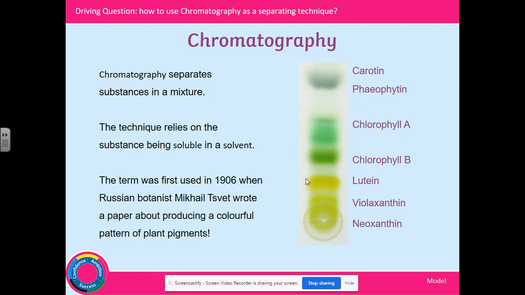As you can see, there are different colors, which means that there are different substances in plants. There are one or two words there that you might be familiar with, chlorophyll A and chlorophyll B. We know that chlorophyll gives plants their green color.